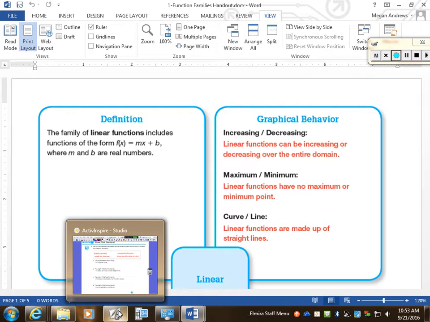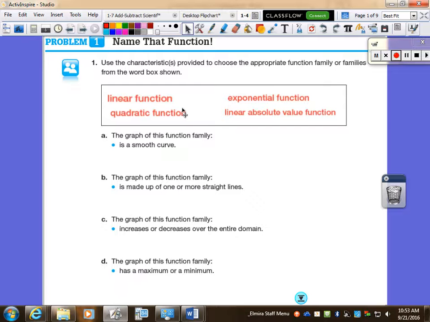questions. Okay? It says use the characteristics provided to choose the appropriate function family or families from the word box shown. So for example, part A, the only clue they give you is that the graph of this function family is a smooth curve. Okay, so out of these four choices, which graphs are curved? Choose the two graphs that are curved. Okay, so that would be quadratics.